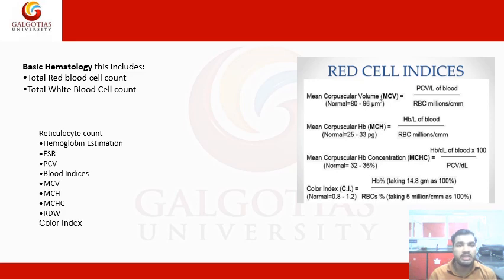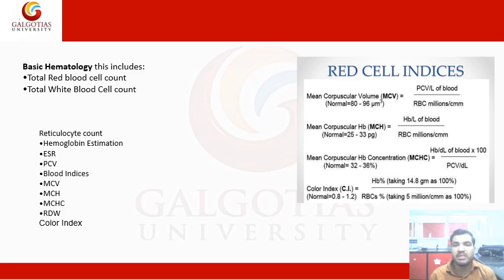Now the last but not the least is basic hematology. What does it include? It includes the total red blood cell count and the total white blood cell count, which have normal ranges. When a person has any disorder related to blood, there will be alterations in the total count of the blood. It also includes the reticulocyte count, hemoglobin estimation, ESR, that is erythrocyte sedimentation rate, PCV, packed cell volume, and blood indices.